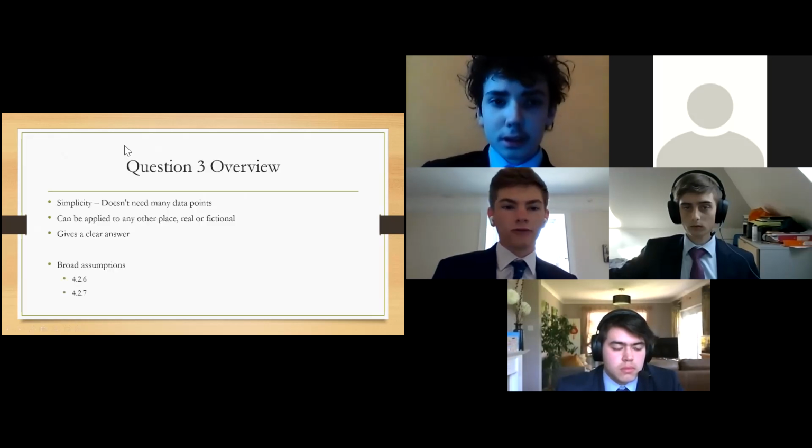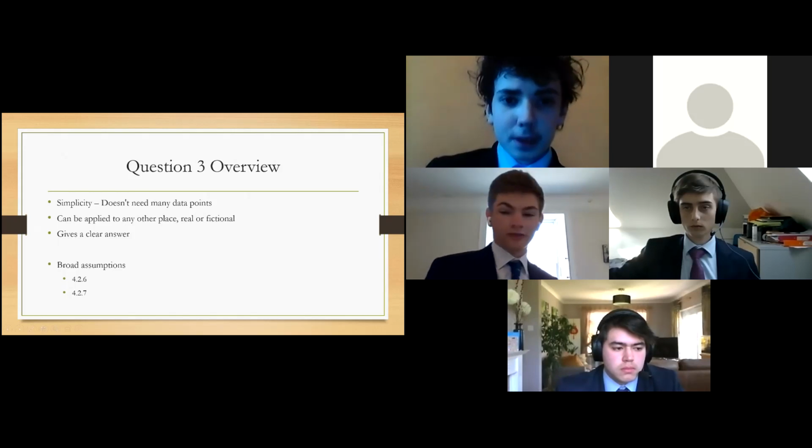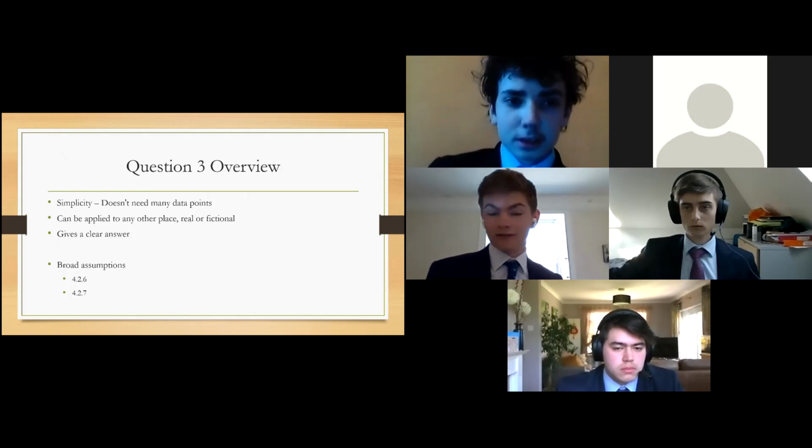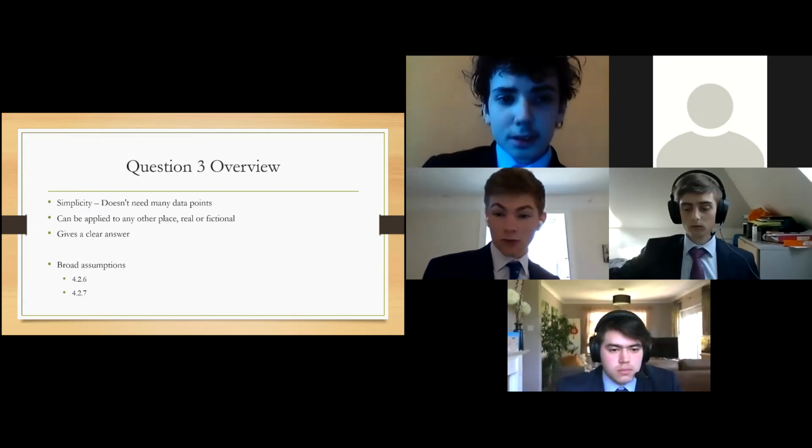Now, the overview of this question is that it's quite simple. Again, you saw in the variable slide, we didn't need that many variables, kept it quite simple. This allows us to apply it to any place, real or fictional, given just those 5 data points. And it gives a clear answer. There are clear answers on where to put the nodes and which nodes to use.